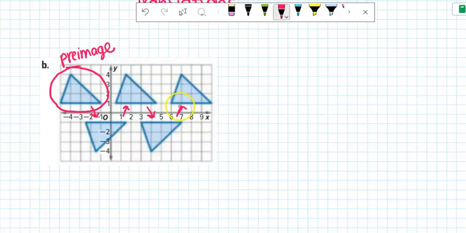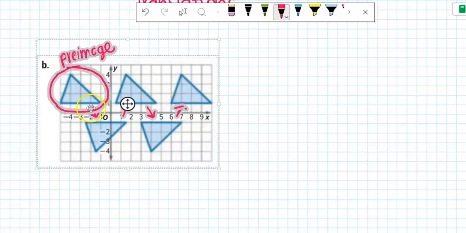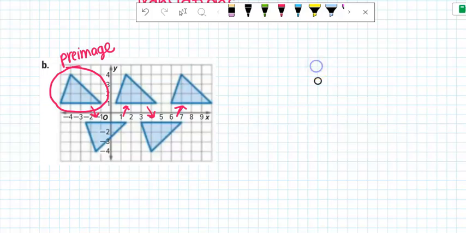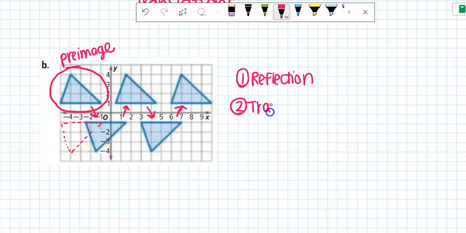I would say that to get to that one, we probably needed to reflect it, right? Because it's a mirror image. So maybe we reflected it, which would put it down here, but that didn't match up. So maybe we reflected it and then we translated it over, right? We made the mirror image and then we slid it over. And then from here, we reflected it back up and translated it, reflected it and translated it.